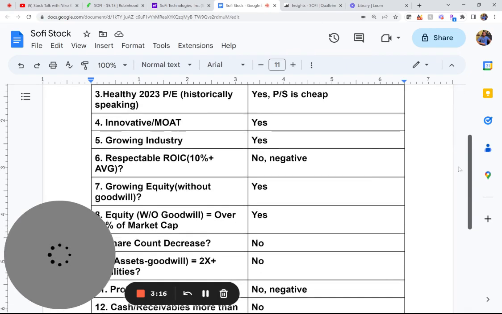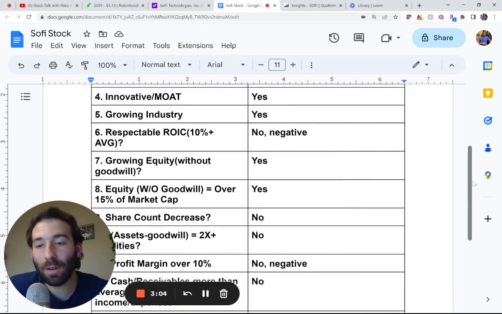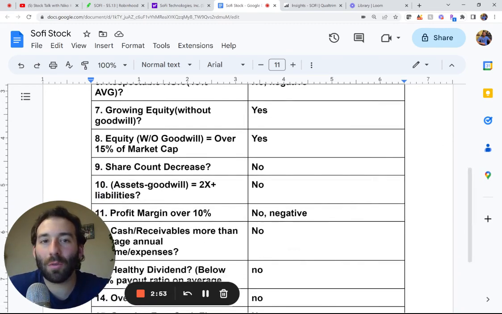Then we're going to get into the innovation of the company. I would consider this company pretty innovative. And I don't know if they have a moat, because there's a lot of apps doing what they offer, but they are innovative with the way they are offering all those different services in one app. Right. The industry is growing for fintech apps. That's why there's so many of them out there. The return on invested capital is really bad. It's negative. The equity for this company is growing.